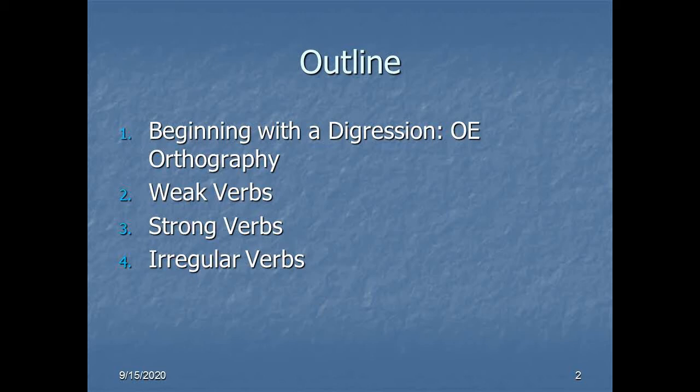The majority of today's talk, though, will be taken up with getting into the three different classes of verb in Old English. Weak verbs, strong verbs, and irregular verbs, how to define them, how they work, and how each group is important for the subsequent development of English. I hope you find it interesting.